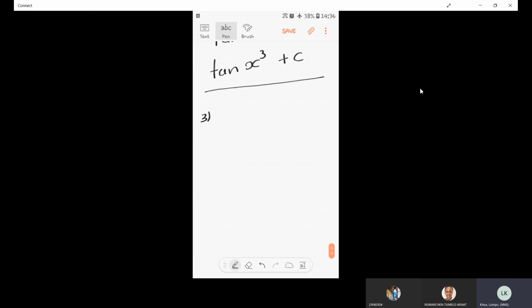Then number 3 of question 2. We have the integral of 2x squared sec squared x to the power of 3. So this is similar to the one we just did.